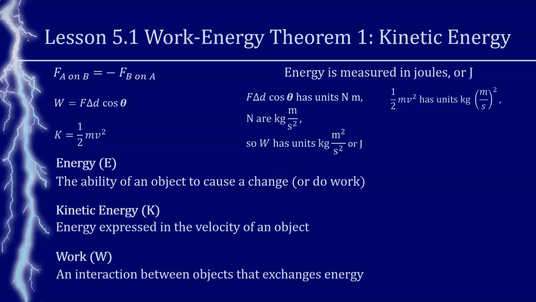So I have this 1/2 mv squared kinetic energy expression. What are the units of that? Well, it's going to have units of kilograms times meters per second, and then that meters per second label is squared entirely. So I have to distribute that squared to the numerator and denominator, and that's obviously going to give me kilograms meters squared per second squared, which is the same unit label as joules.